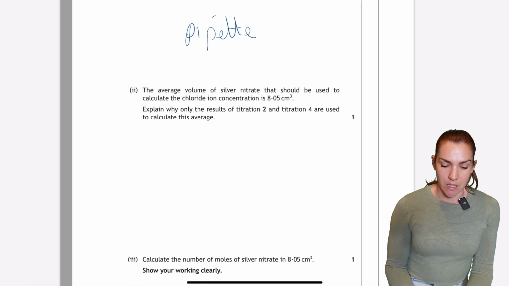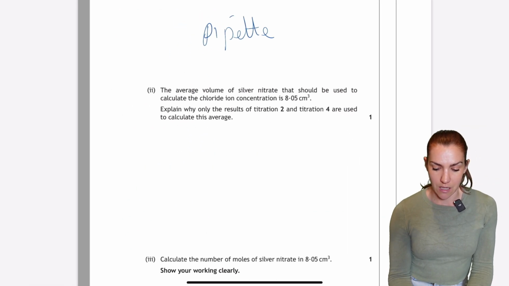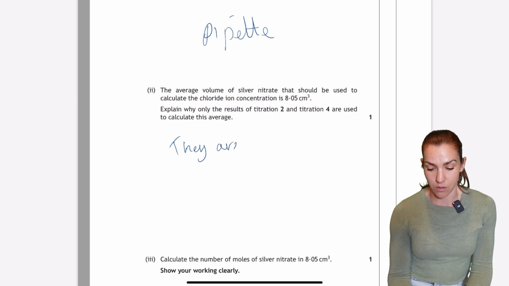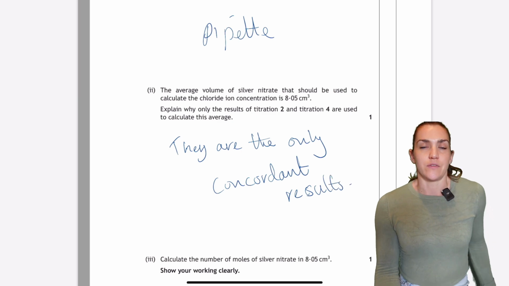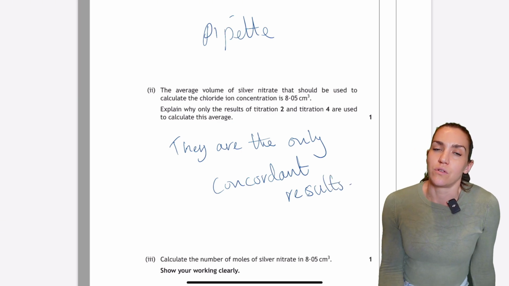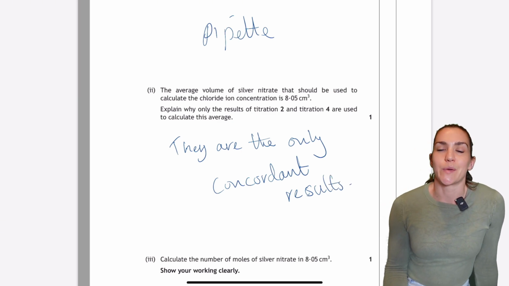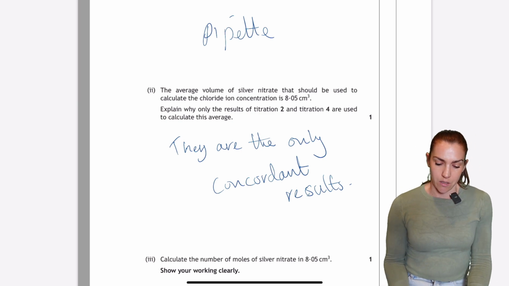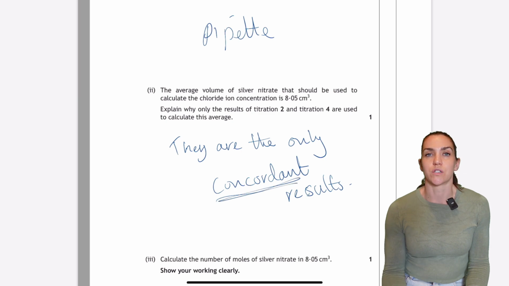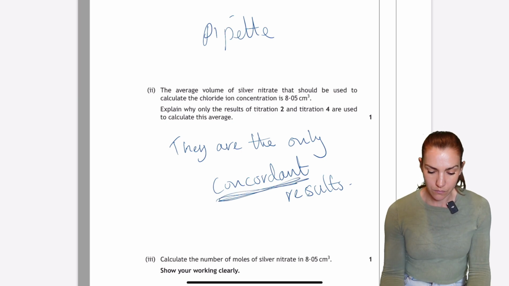In terms of how you explain this, the best thing to say is that they are the only concordant results. If you phrase it any other way, it's not guaranteed that they'll give you the mark. If you have a look at the marking scheme, it does tell you the things that they won't accept, like they won't say because they are the closest together or because they're the most accurate. You are really better to use the word concordant if you can remember it.